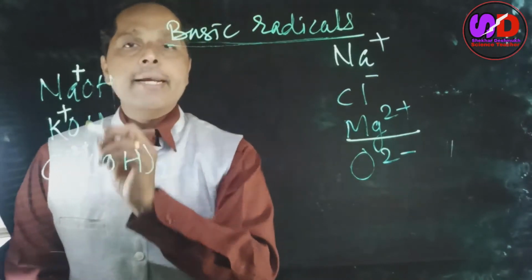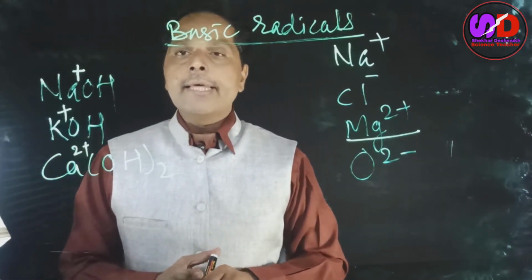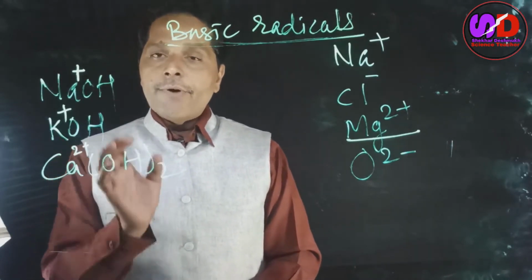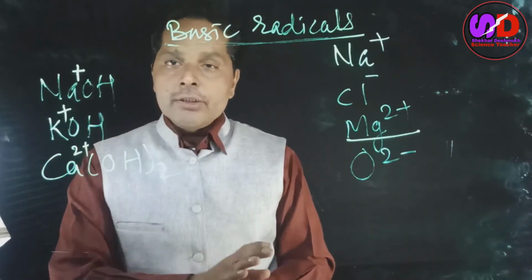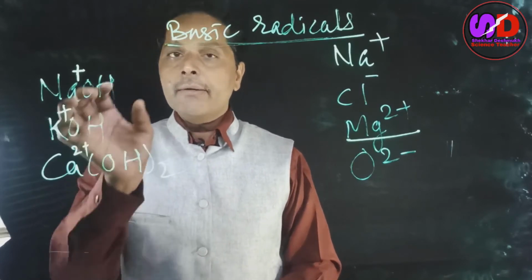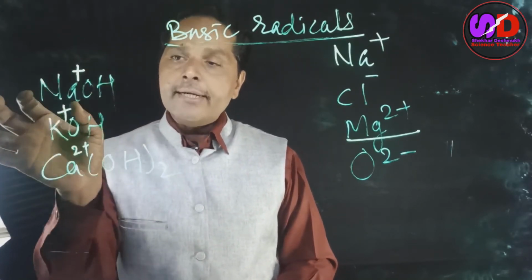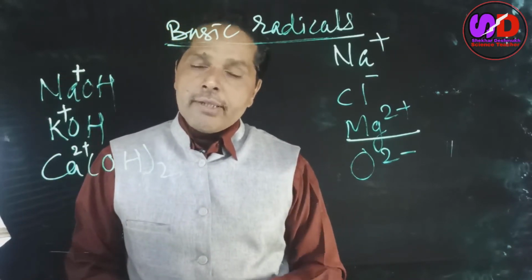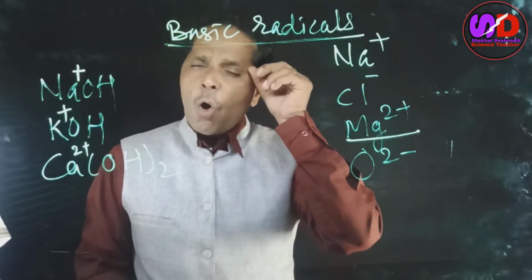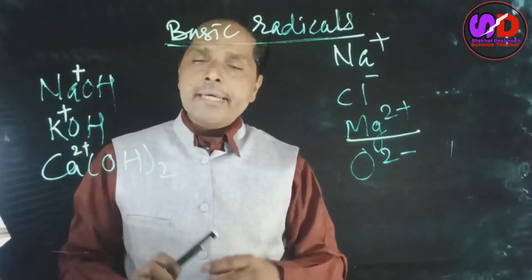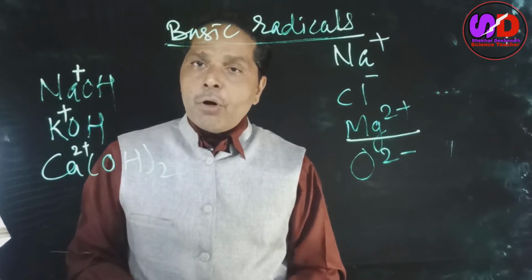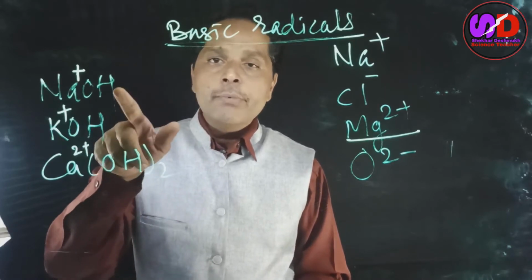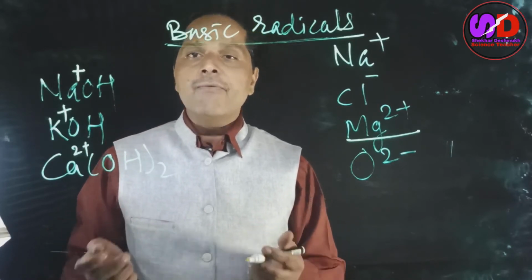So what is meant by basic radicals? Basic radicals are nothing but positive radicals of metals. These are cations. Whenever these cations react with hydroxide anion, a base is formed. Therefore, they are called basic radicals. All positive radicals are basic radicals. Depending upon which basic radical is reacting with the hydroxide group, different types of bases are formed.